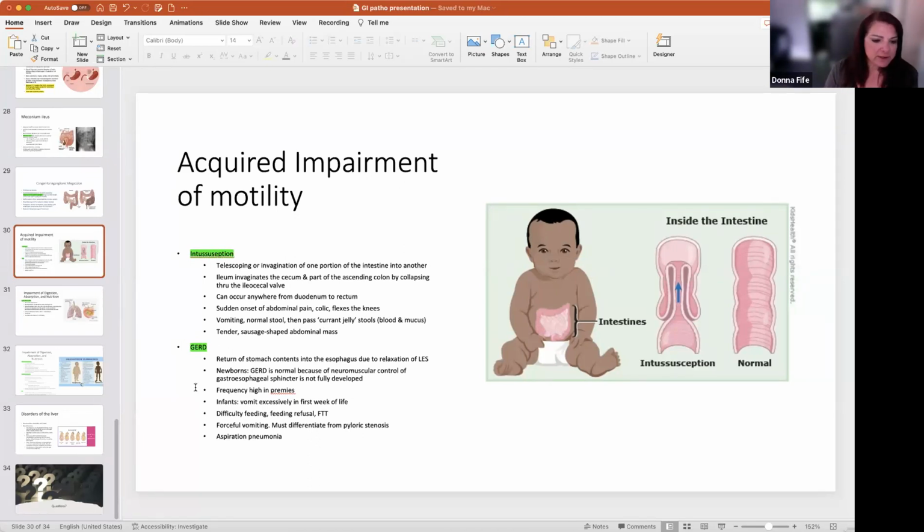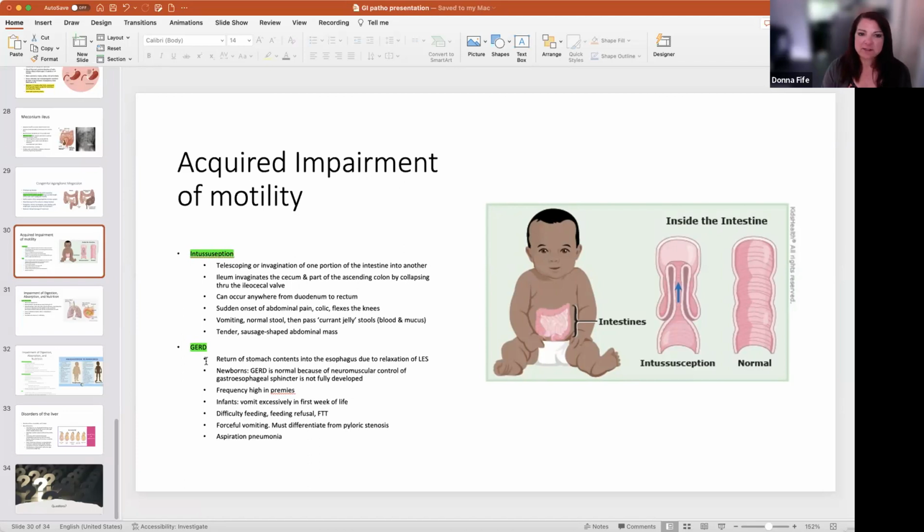GERD, we already talked about this. I'll just go over this again. There's a return of the stomach contents into the esophagus due to the underdeveloped LES. Newborn's GERD is normal because the neuromuscular control of the gastroesophageal sphincter is not fully developed. This occurs frequently in preemies.